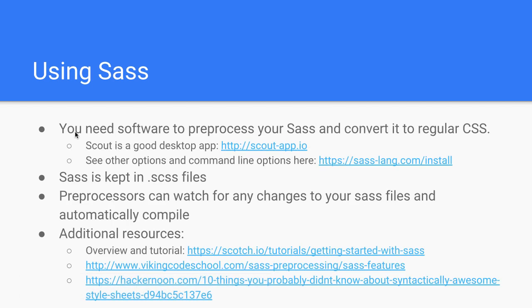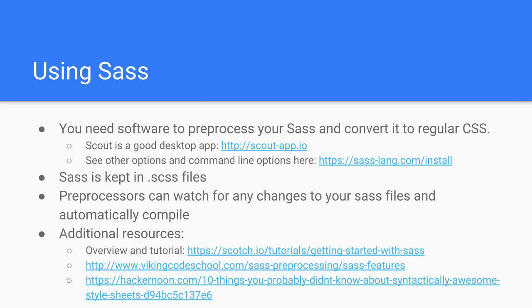So using Sass, how do we actually use Sass? We need something to pre-process the Sass and convert it into regular CSS. So Scout is one option. Basically there's several different options for the software to do that. Scout is one. It's a good desktop app. It's really easy to understand how it works. You basically just say, okay, here's my Sass, my directory that includes the Sass. Here's my output directory. This is where I want all my CSS to go. And it'll detect changes in your Sass files, and then it'll write them to the CSS for you automatically.